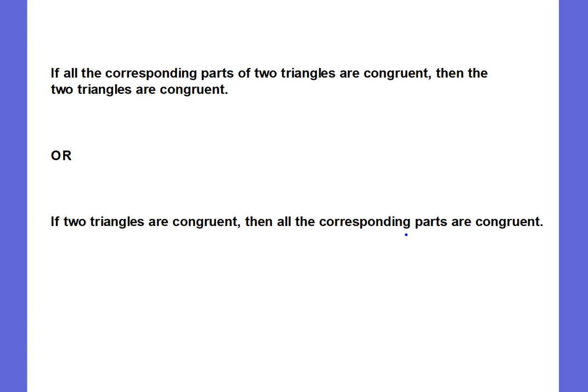Order matters. In conclusion, if all the corresponding parts of two triangles are congruent, then the two triangles are congruent. Or vice versa. If two triangles are congruent, then all the corresponding parts are congruent. So our conditional statement is true, and our converse is true as well. So we're going to do one quick example of writing what we call a congruency statement.